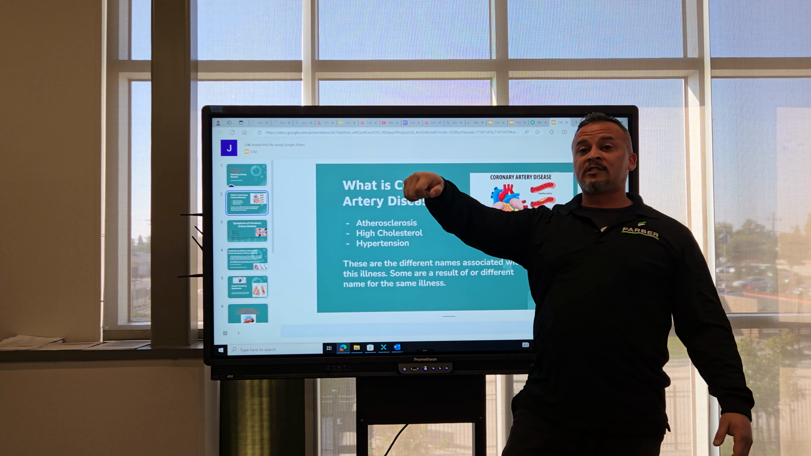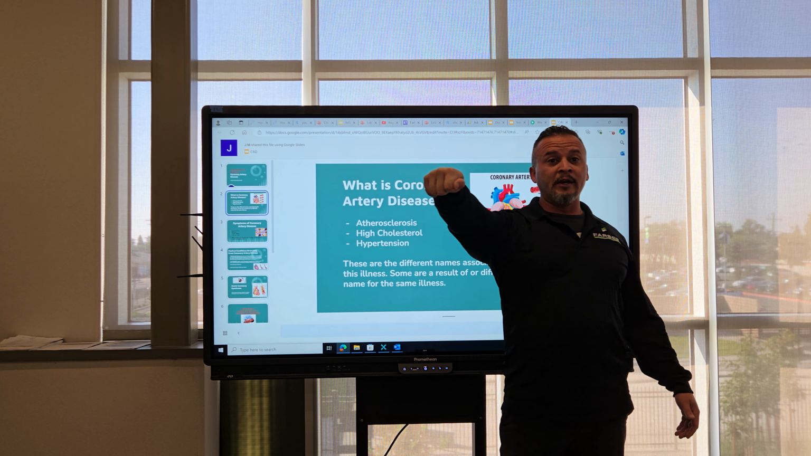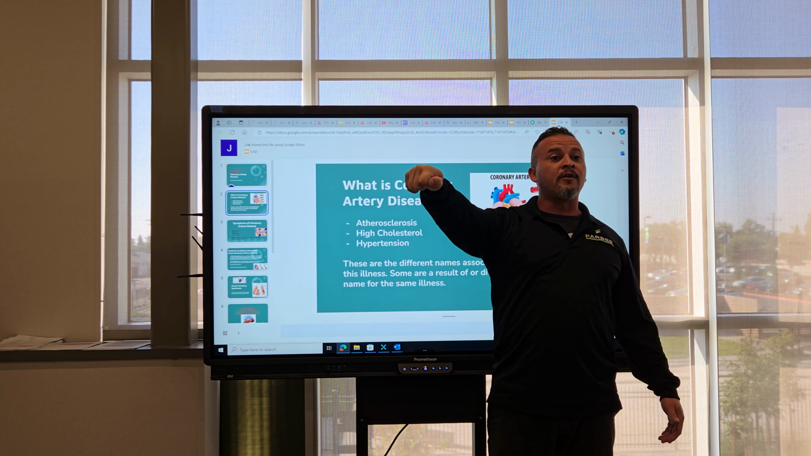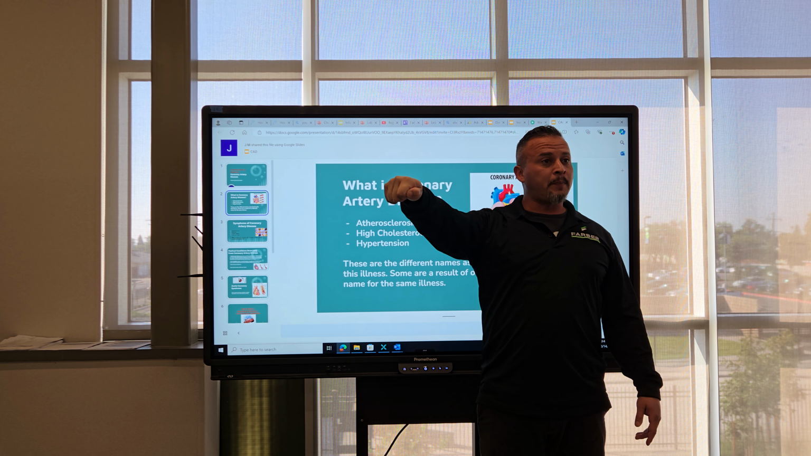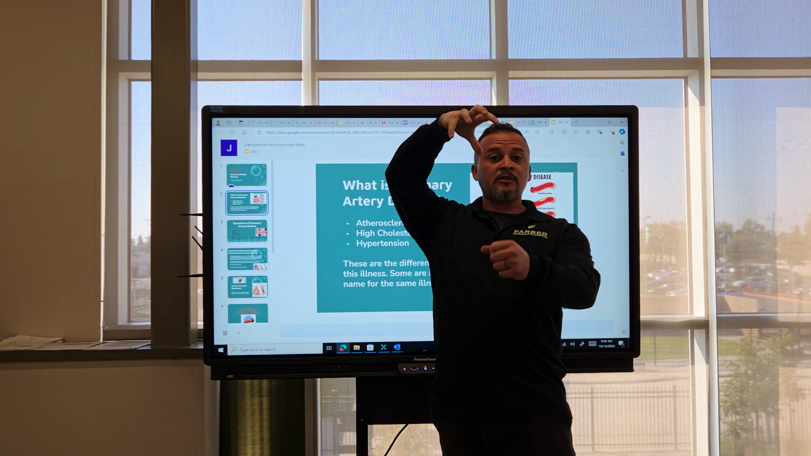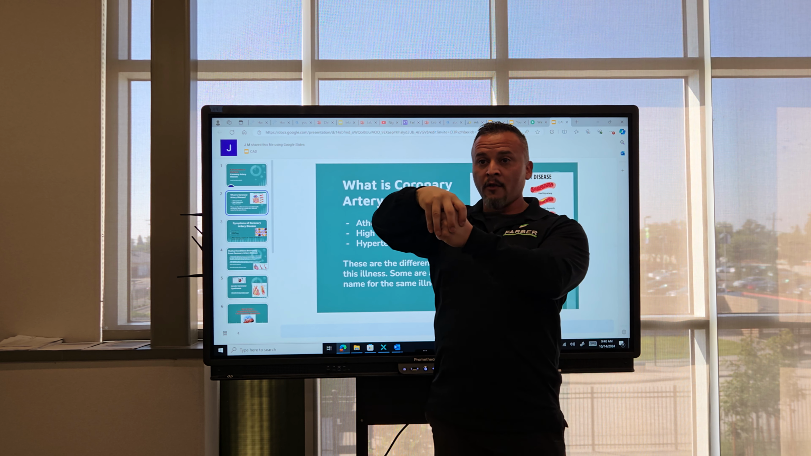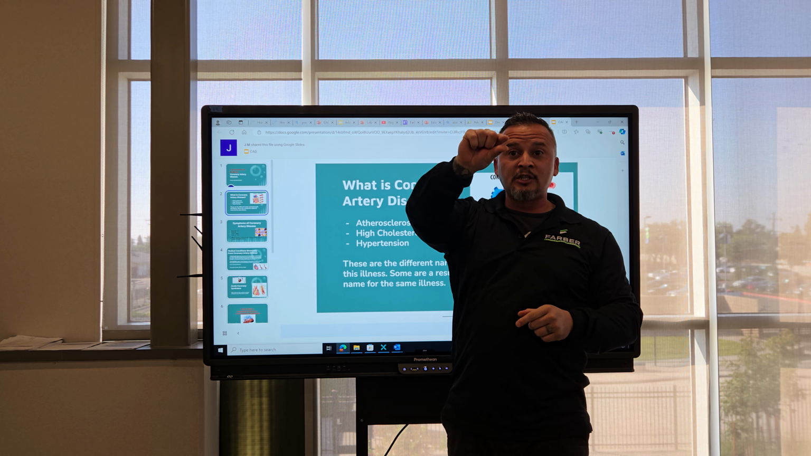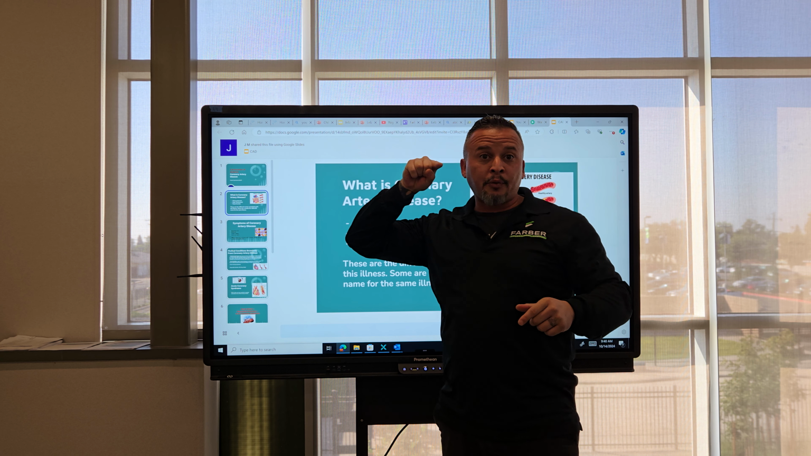Who here has ever seen the tip of a water hose get squeezed when there's water running through it? What happens to that water when you put a thumb in the front? What happens? It explodes, right? So these vessels that are going over your heart are the water hose. When we put fat pockets, we're pretty much pinching the inside, so the pressure goes up.